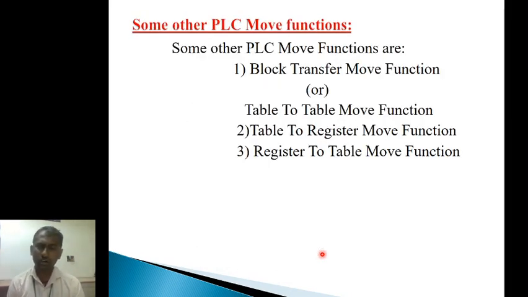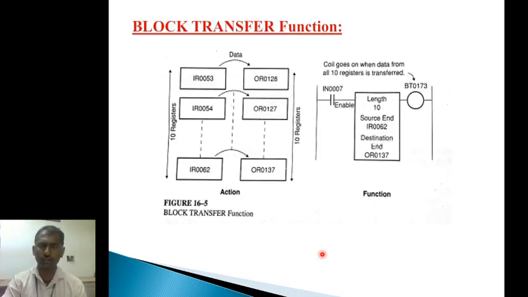Like the move functions, we have some other move functions. What are those other move functions? The block transfer move function, or table to table move function, the second one is table to register move function, and the third one is register to table move function. What is the use of the block transfer function? Every move function transfers the data 16 bits at a time.